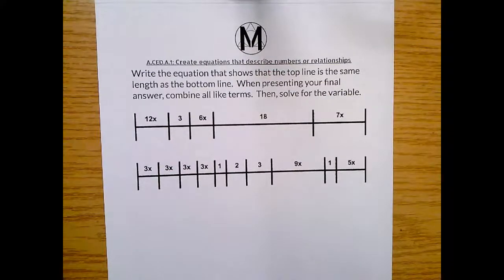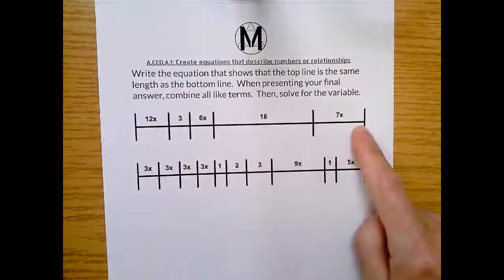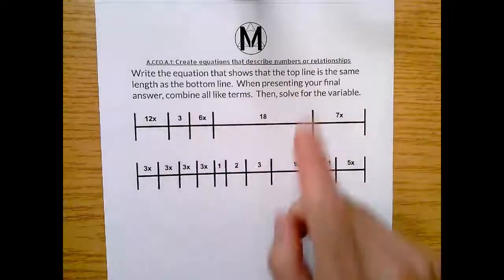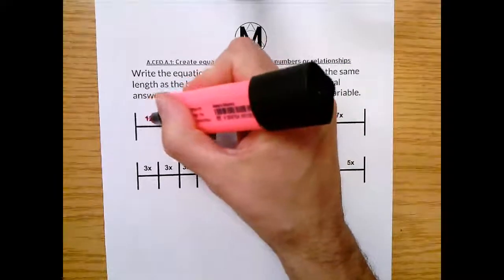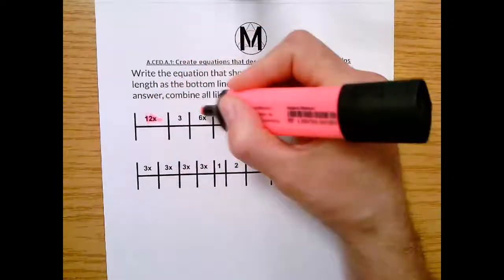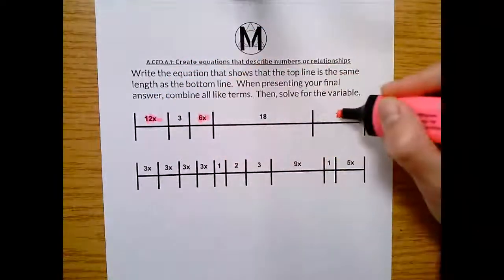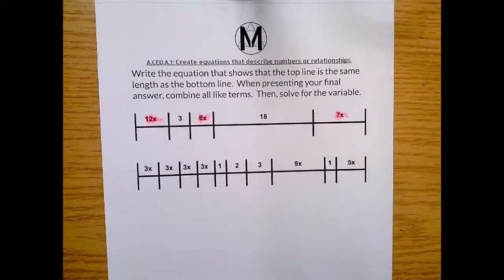So for the first part, let's just tackle the top line. And it did say that they want us to combine all like terms. So let's just start there. I'm going to go ahead and highlight the terms with the variable x. There's this one, there's this one, and this one. Those all have a variable x, and I need to combine those.